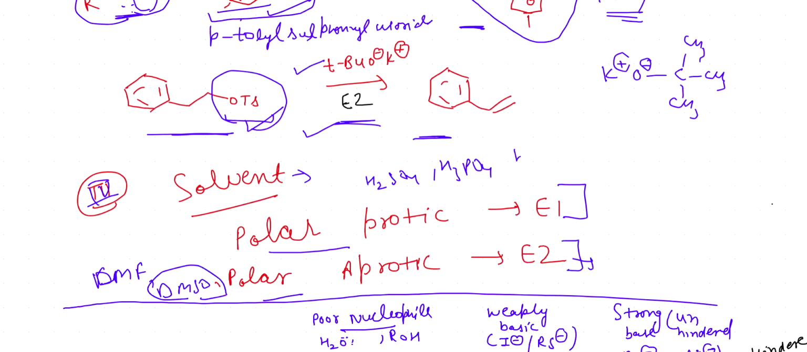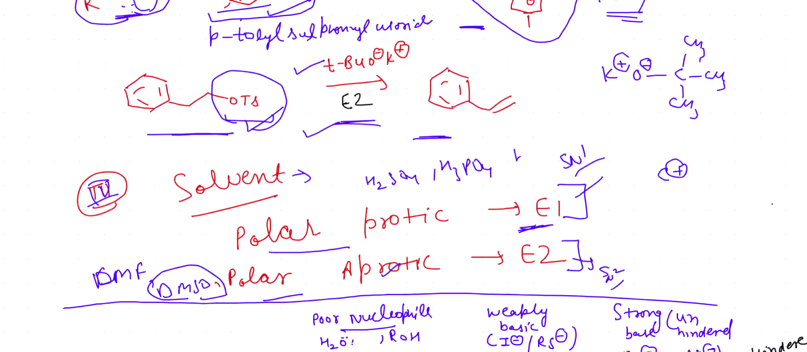Same is true in case of nucleophilic substitution, as we have already discussed. If we were using polar protic solvent, then it will undergo via SN1. If polar aprotic, then SN2. So both have the same case. Why does polar protic solvent favor E1? Because polar protic solvent stabilizes carbocation.